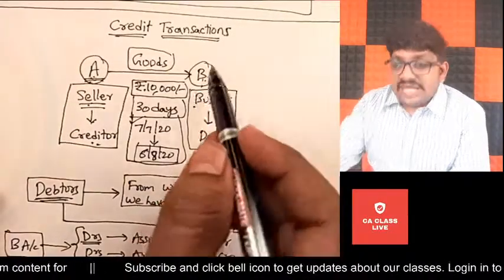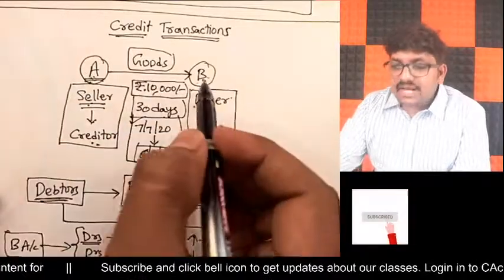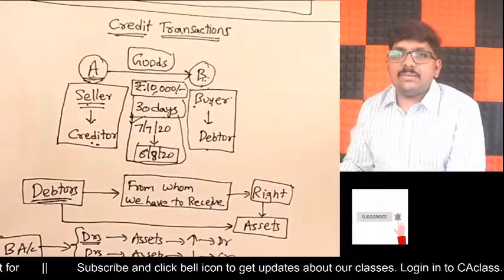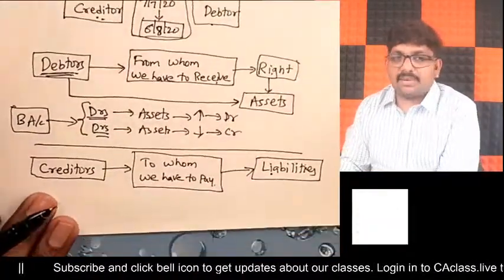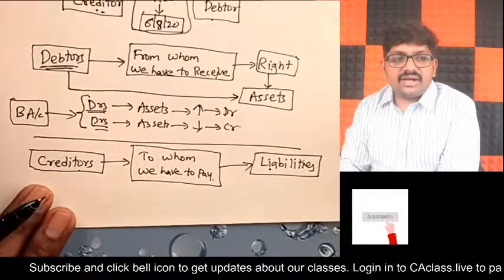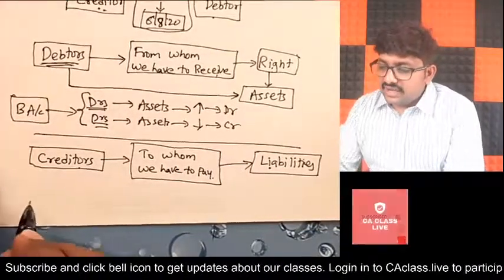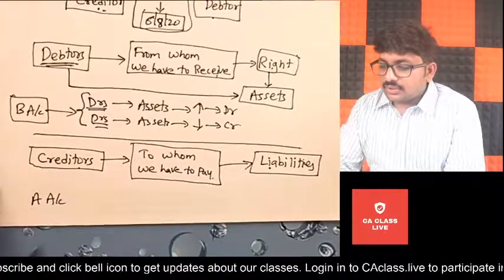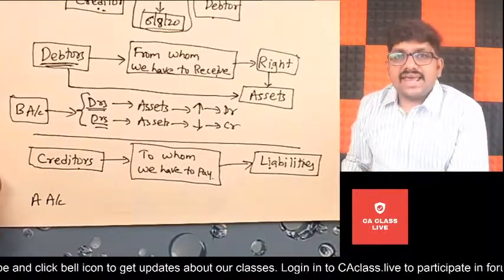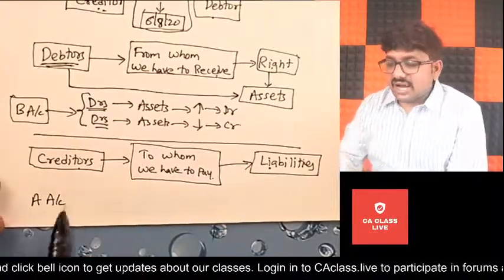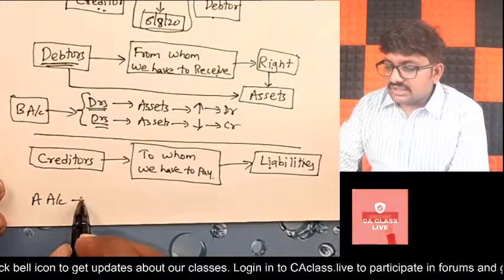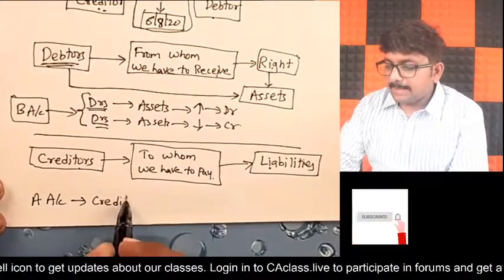B, because B has to pay money to A, so A becomes a creditor of B, a liability of B. So B has to pay that money back. Even in this case, what do we do? B will open an account called A's account. Now A's account is a part of creditors.